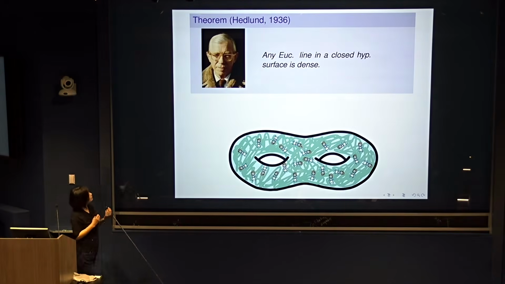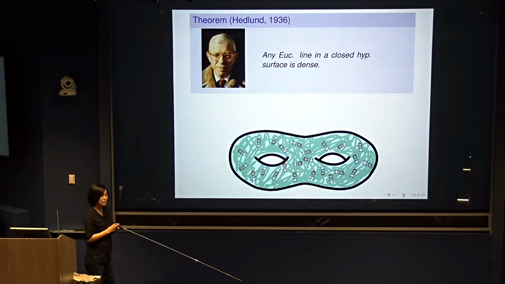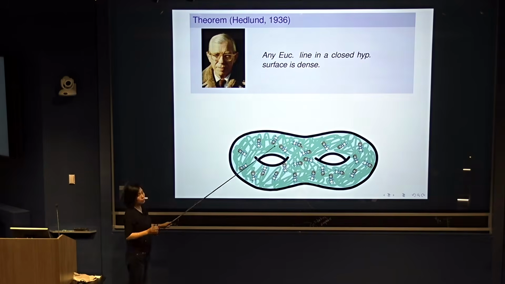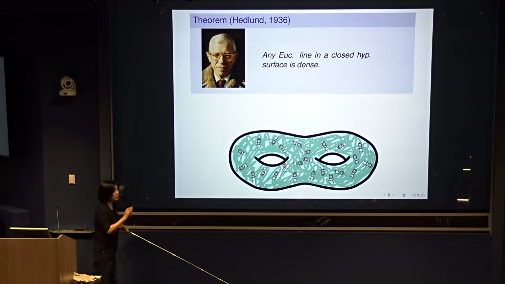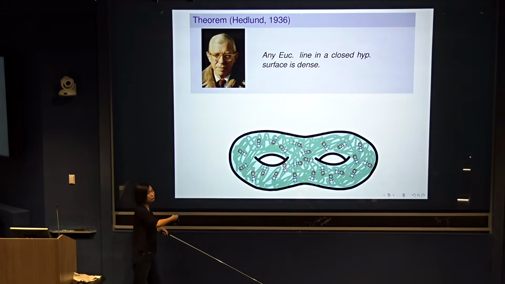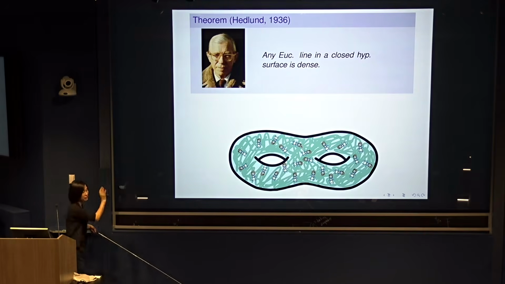Nevertheless, it's a theorem of Hedlund in 1936: any Euclidean line in a closed hyperbolic surface is dense. Okay? So no matter where you start, if you travel along the Euclidean line, she's guaranteed to see the whole space, the whole closed hyperbolic surface. So your travel guide can tell you, you can start anywhere you want, but you will eventually see the whole world, the whole space.